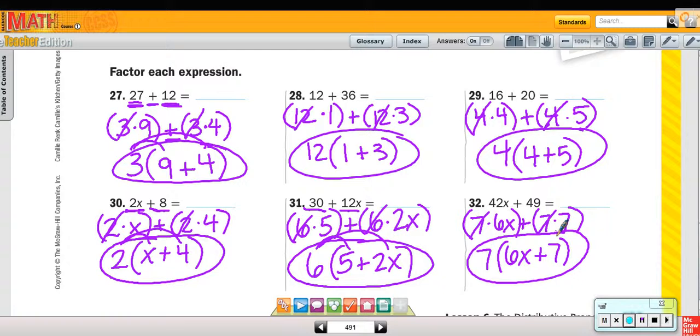Any questions about now how to factor an expression or distribute or simplify? How many would say that that was helpful? You feel a little bit more confident in those 3 skills?